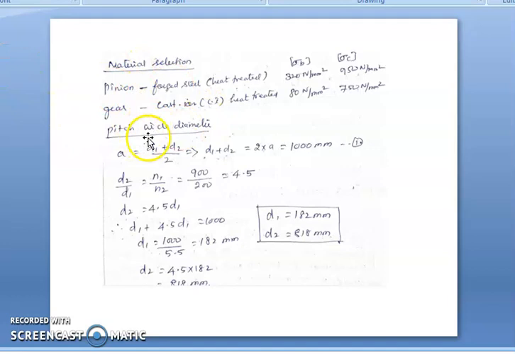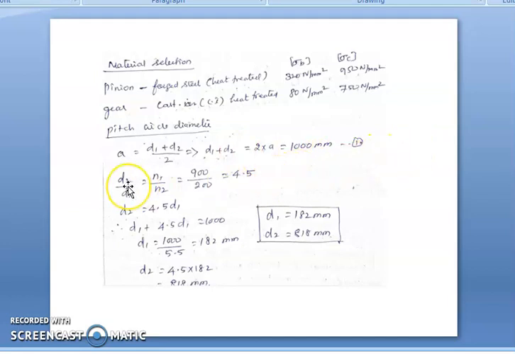Then the pitch circle diameter. We know that the center distance A is equal to (d1 plus d2) by 2. Since the center distance is already given, d1 plus d2 is equal to 2 into A. Now that is equal to 1000. Consider this as equation 1.